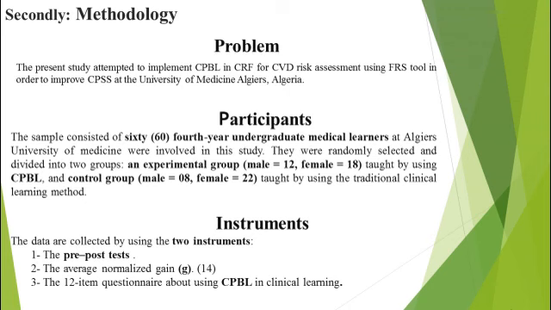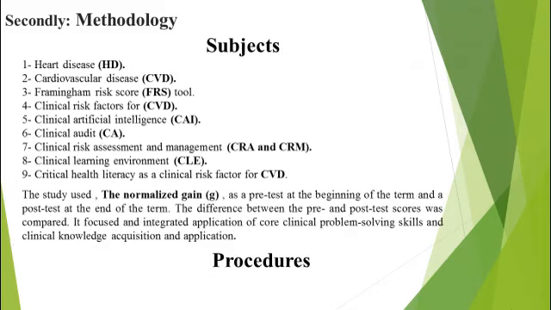Third element related to our instruments. The data are collected by using 3 instruments as follows: the pre and post tests, the average normalized gain G, and finally a 12-item questionnaire about using CPBL in clinical learning. These assessments, first and second instrument, mainly focused on knowledge structures or products and clinical skills that clinical learners produce as a result of the instructional interventions to enhance learners' clinical reasoning skills. So, the study used the normalized gain G as a pre-test and a post-test, and the difference between the pre-post-test scores was compared.